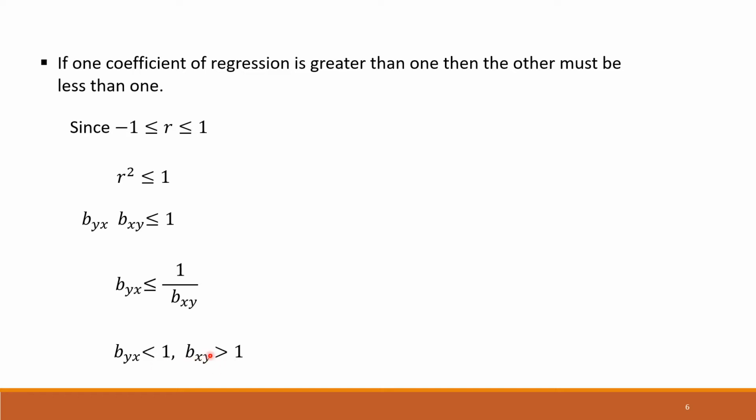You cannot have both the regression coefficients greater than 1. Okay, that is an important point to be noted. Both the regression coefficients cannot be greater than 1. Both can be less than 1, and if one is greater than 1, the other one has to be less than 1.